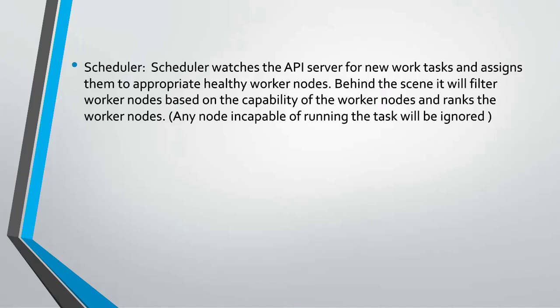So what are the tasks? It will just observe what requests are coming. Based upon that request, what it will do behind the scenes is filter the worker nodes. It will identify the worker node: you take this task and complete it. So in the backend, jobs will be running, and any node incapable of running the task will be ignored. There will be multiple worker nodes, and it will assign a ranking based upon the capacity of the worker node, whether the worker node can take the task or not. Based upon that, any node incapable of running the task will be ignored.